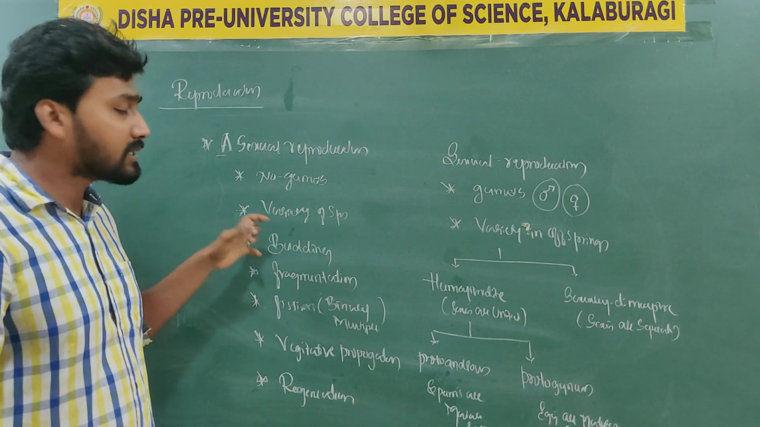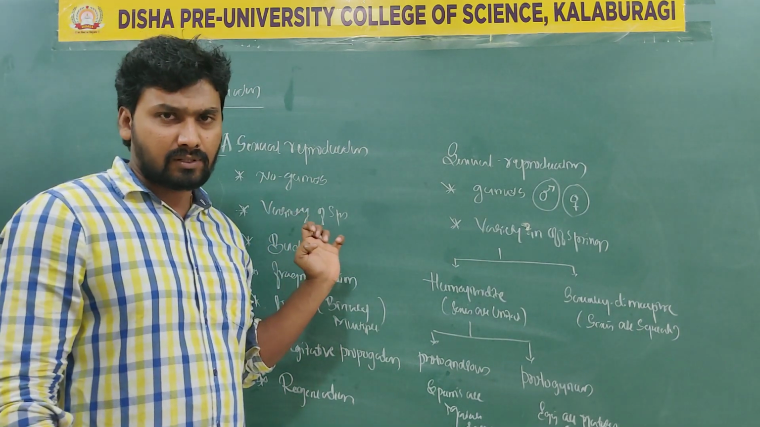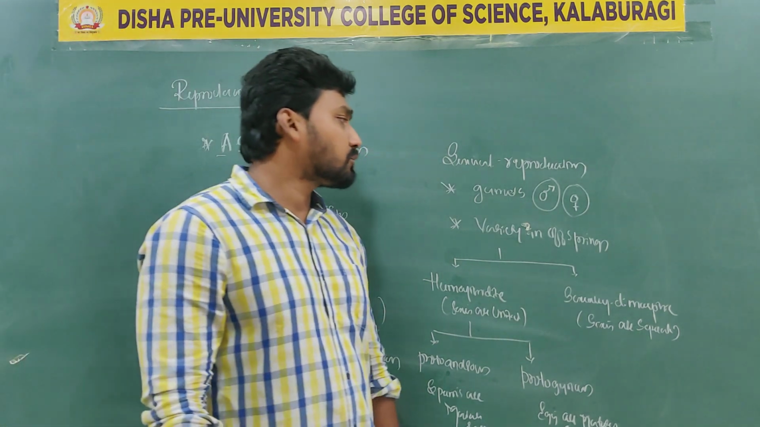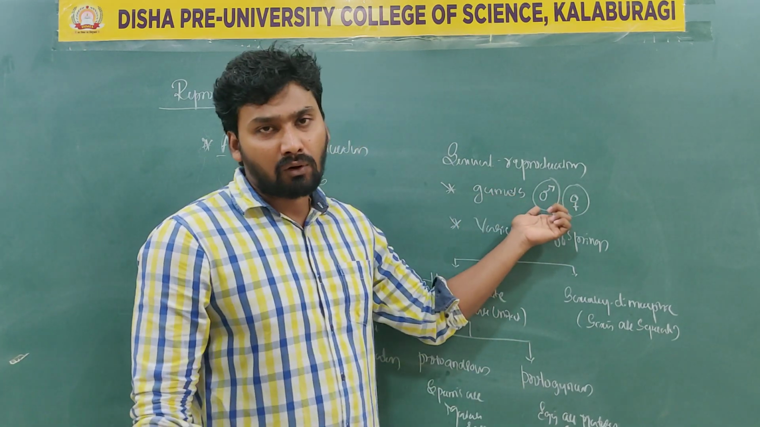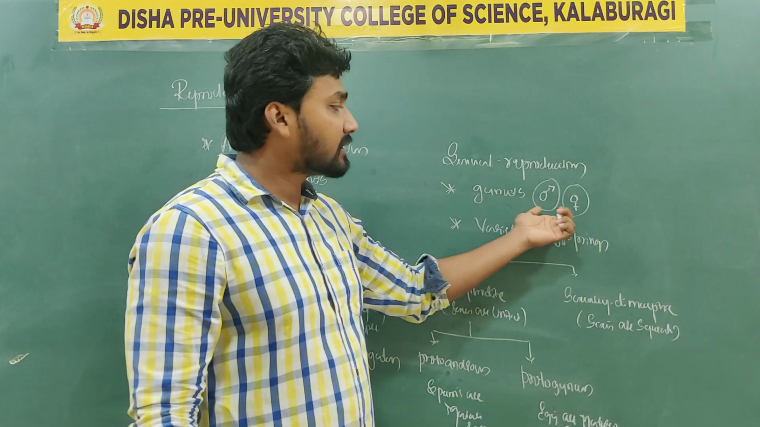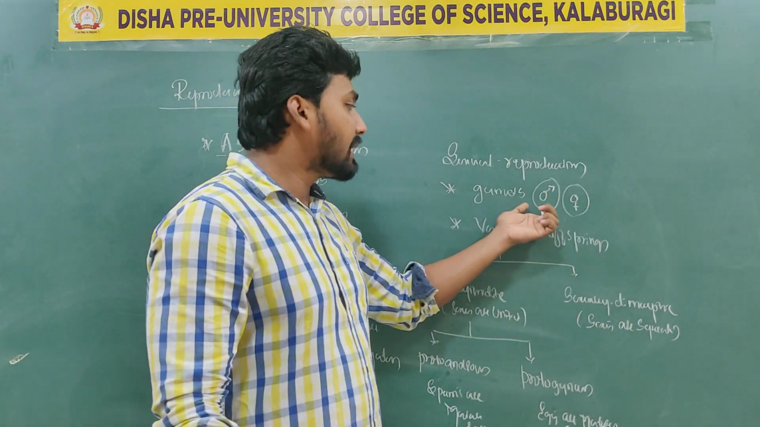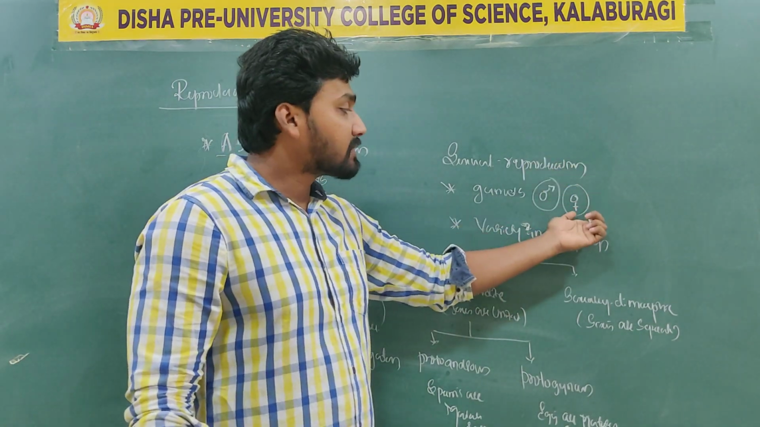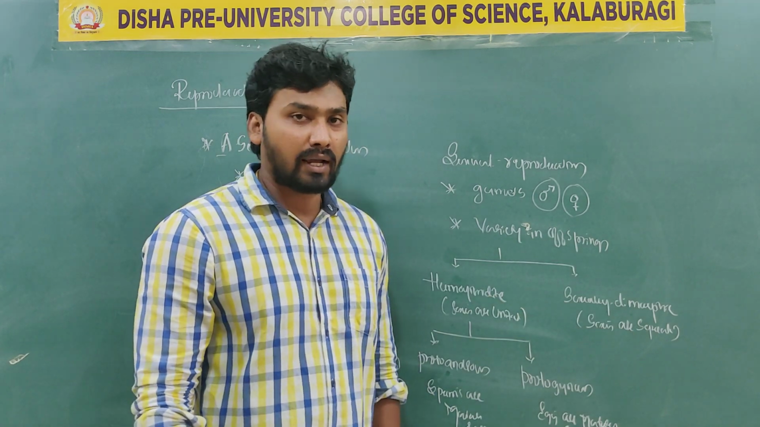Asexual reproduction is seen in the lower organisms. Whereas in sexual reproduction, gametes are involved. Gametes play a vital role. Which are those gametes? That is the male gamete and the female gamete. The male gamete is called sperm, whereas the female gamete is called ova or egg.